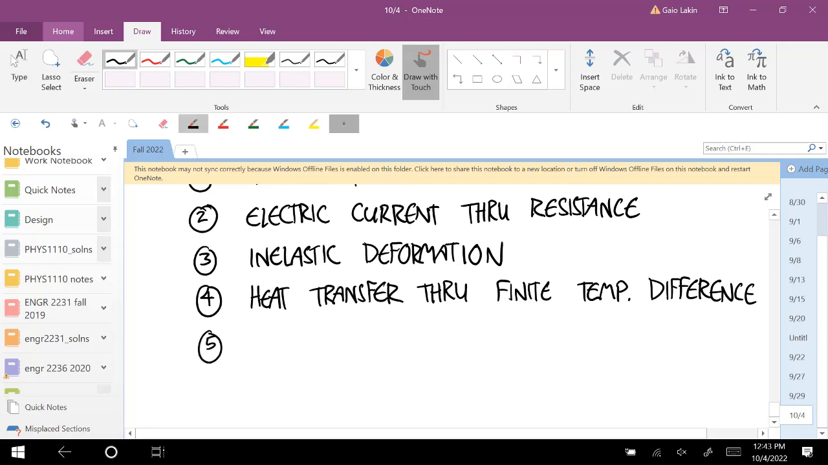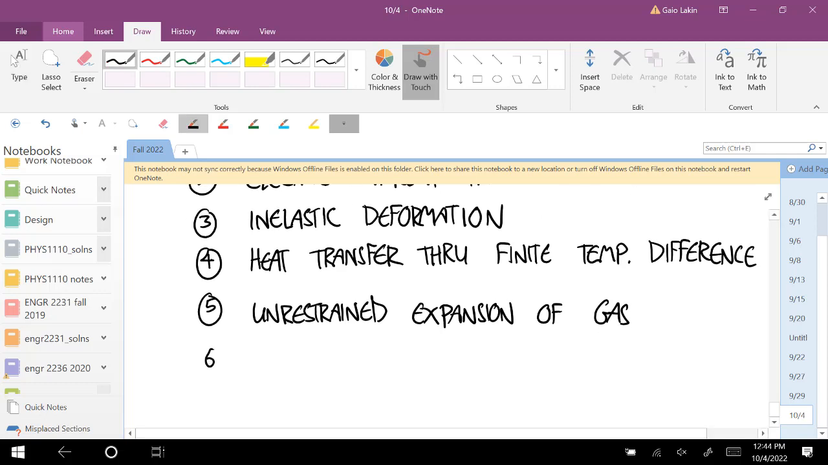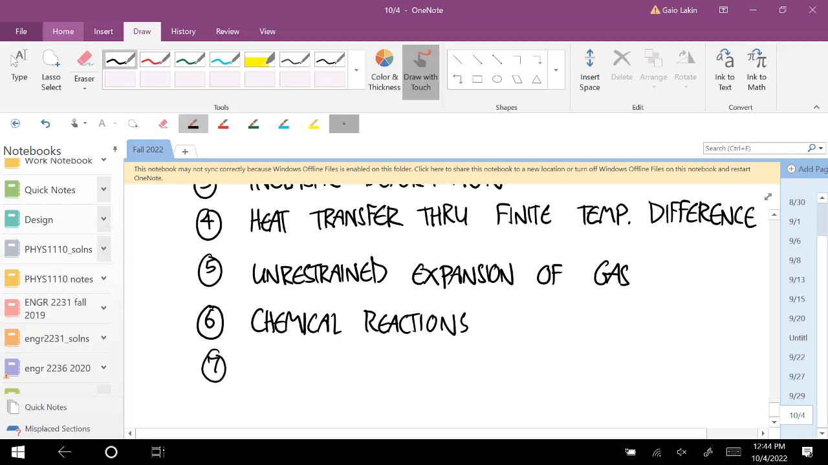Five is an unrestrained expansion of a gas. So to avoid this one, at every point in the expansion, the system has to be in equilibrium. So you could do it slowly with a piston system or something, but if a gas is ever allowed to expand in a way that's not at every instant in equilibrium, you can't get that energy back. Chemical reactions, number 6. And then the last one is mixing materials at different states.